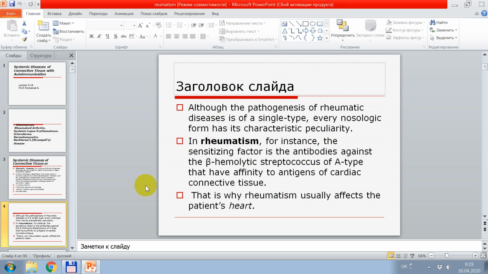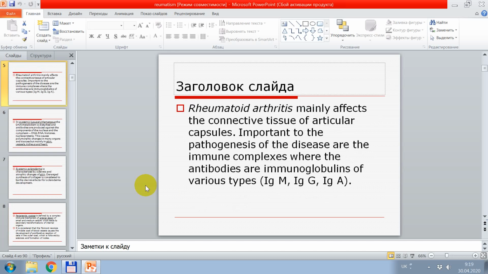Also, the pathogenesis of rheumatic disease is not of a single type. Every nosologic form has its characteristic peculiarity. In rheumatism, for instance, the synthesis factor is antibodies against the beta-hemolytic streptococcus of A type that have affinity to antigens of cardiac connective tissue. That is why rheumatism usually affects the patient's heart. Rheumatoid arthritis mainly affects the connective tissue of articular capsules.